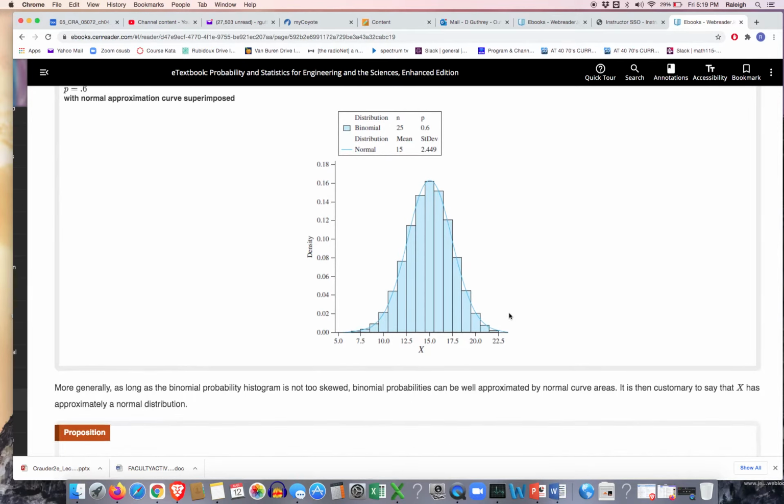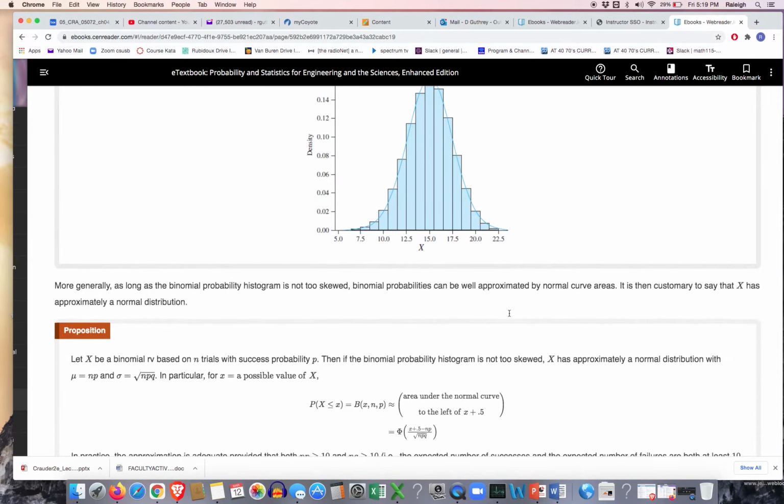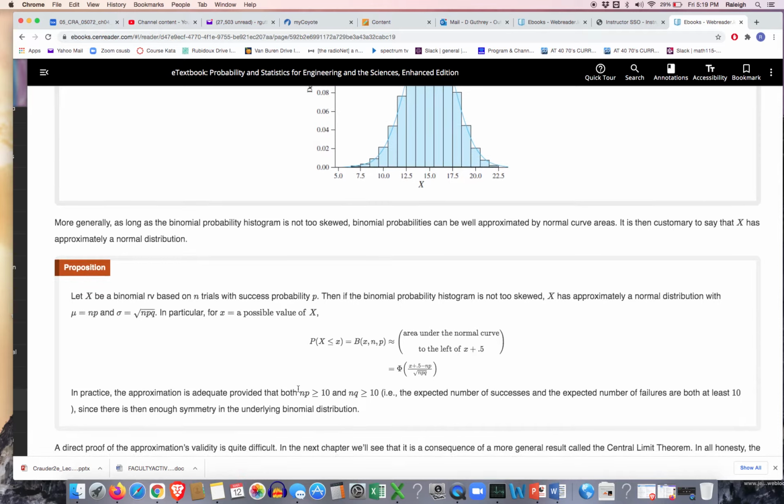So they do have a certain way to get around that. You talk about NP being at least 10 and NQ being at least 10. And if that's the case, that seems to settle the issue for the vast majority of cases, and then it's close enough.